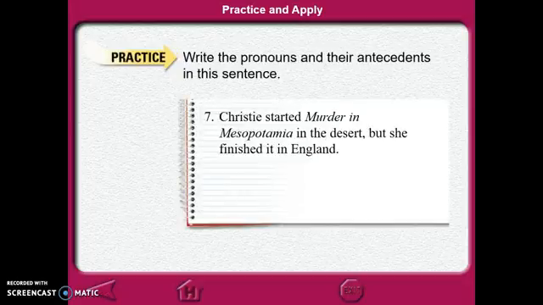Okay, the last sentence for practice. Christie started Murder in Mesopotamia in the desert, but she finished it in England. I'll give you a little hint on this one. This one has 2 different sets of pronoun and antecedent.